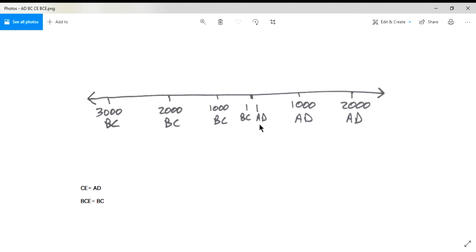The year before 1 AD is 1 BC. There is no year 0. This part here is the only real learning curve in that before 1 BC is 2 BC. In the BC era, when you go back in time, the numbers get bigger. 1,000 years before that is 1,000 BC. 1,000 years before that is 2,000 BC. This is something that you'll just have to get used to.